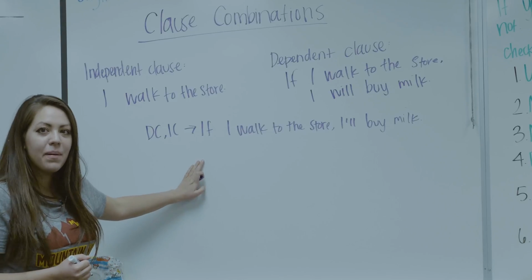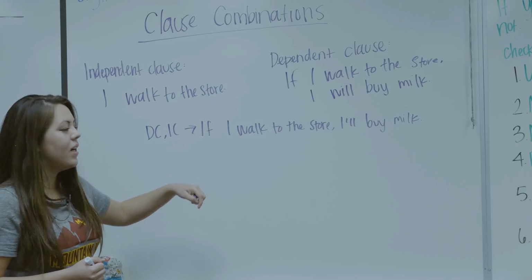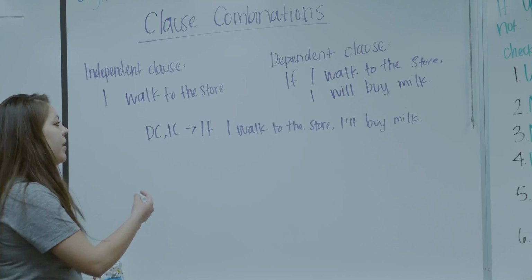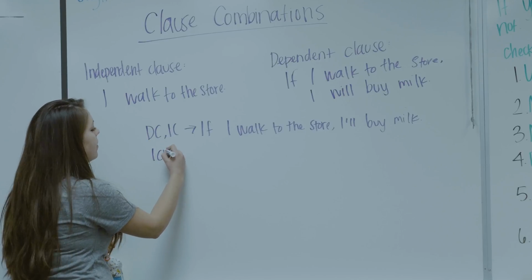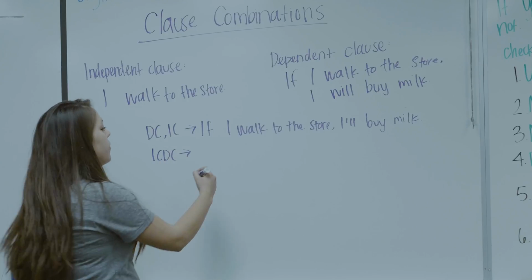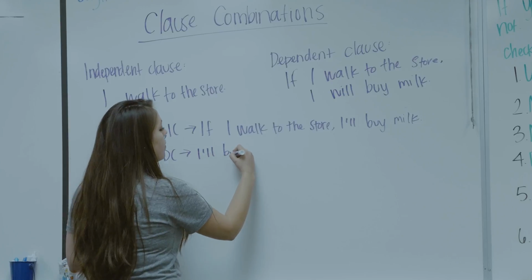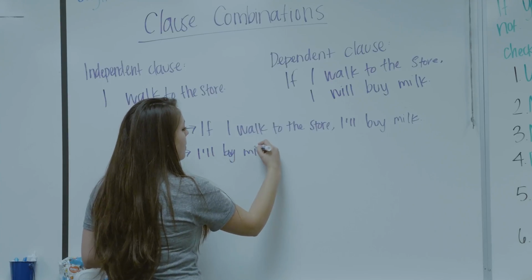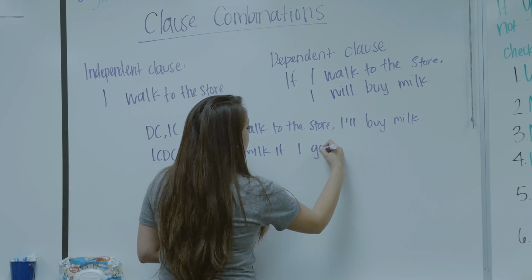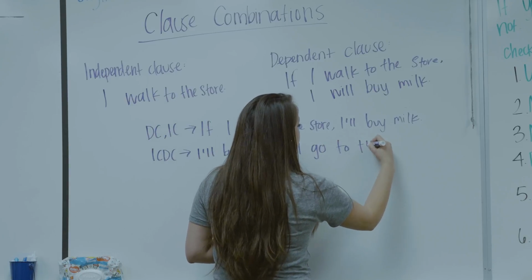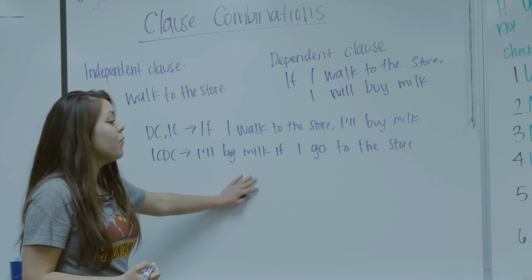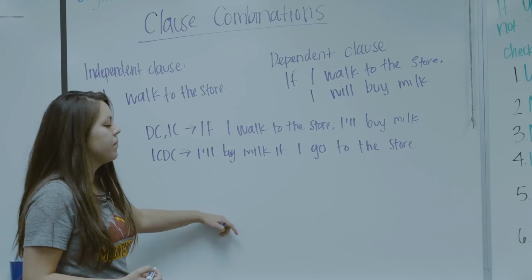The next way that we can combine an independent clause to a dependent clause is just to flip this around and omit the comma. This clause combination is written like IC, DC. So our independent clause comes first, I'll buy milk, if I go to the store. Leave out the comma when you have the dependent clause first.